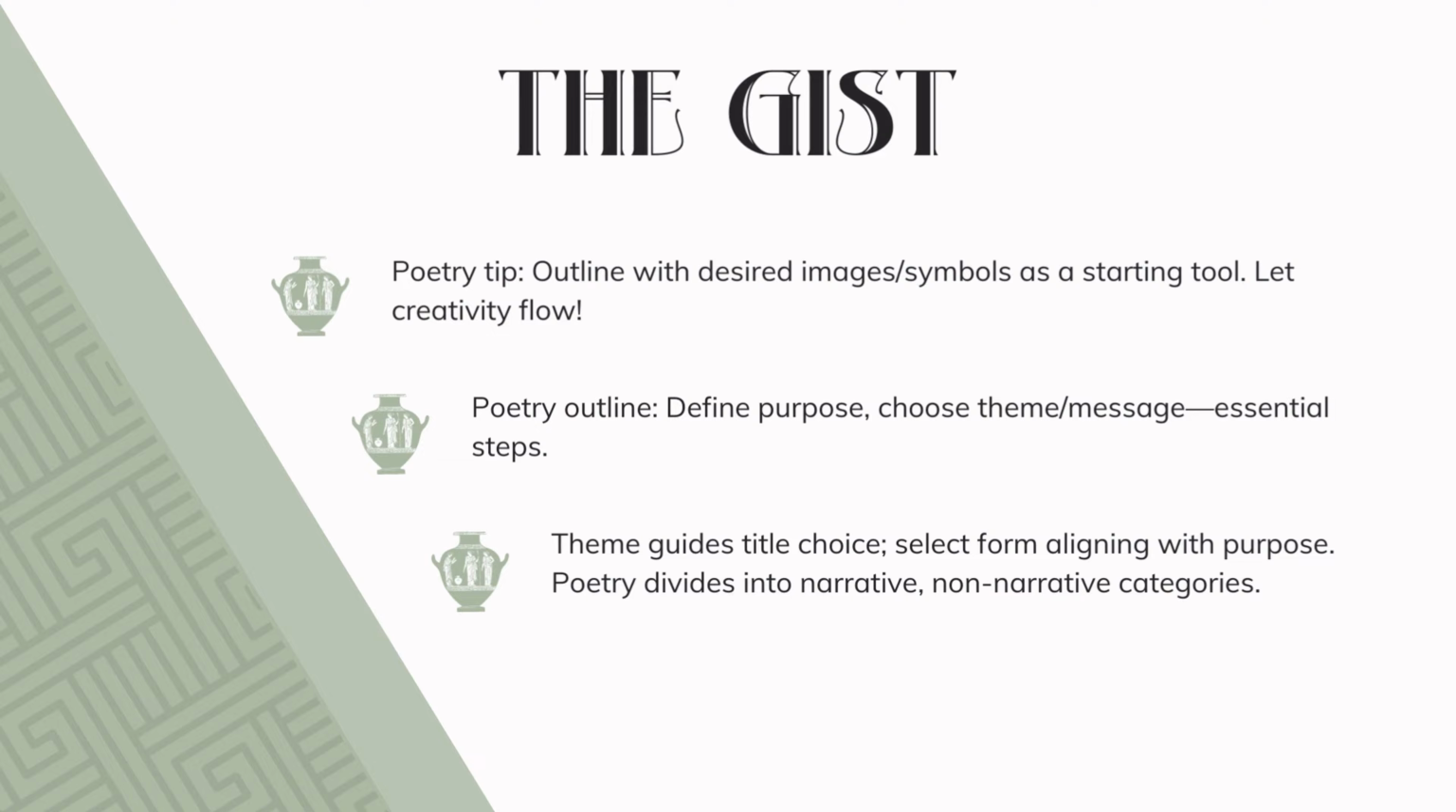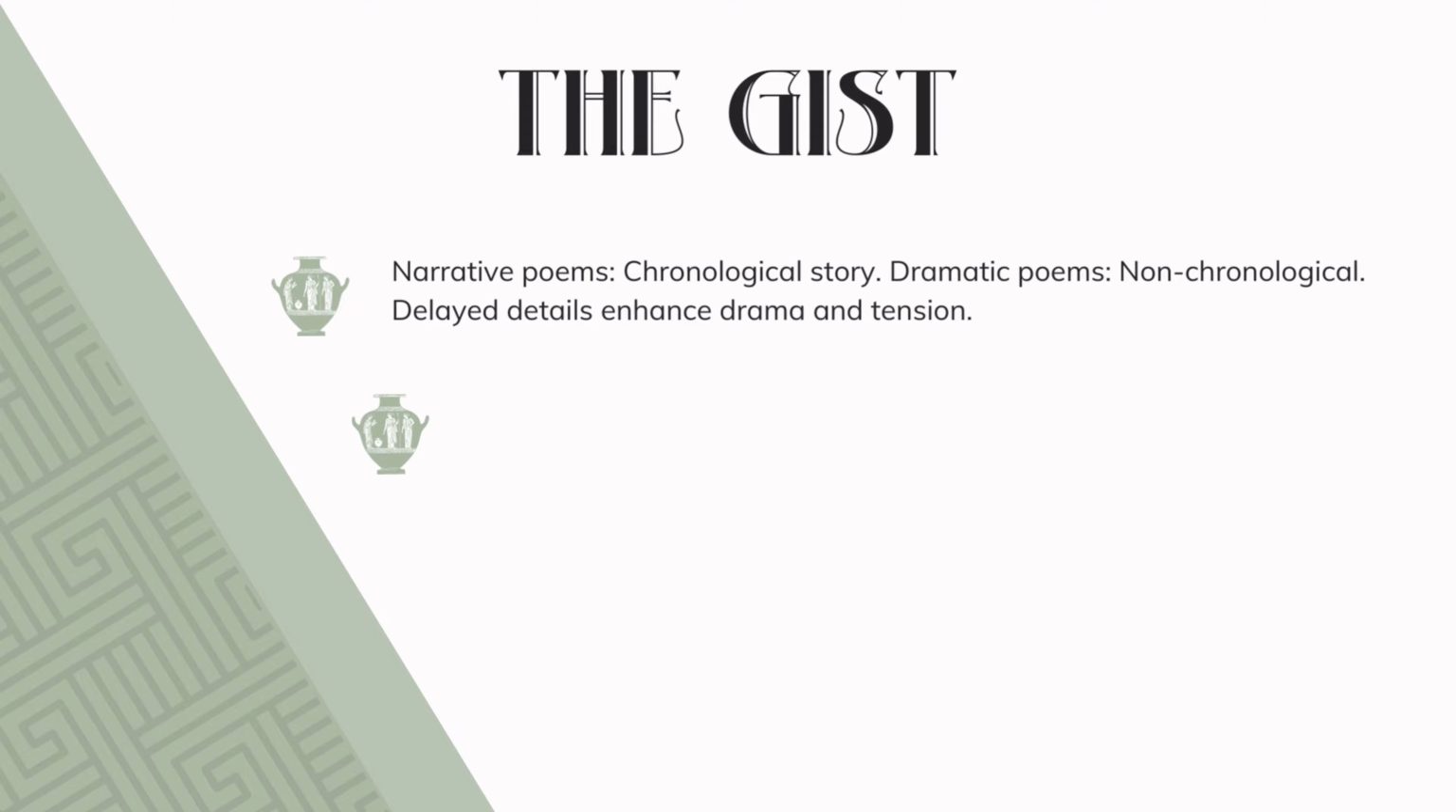There are many forms of poetry, but they can be divided into two broad categories, narrative and non-narrative. Narrative poems are poems that tell a story in chronological order. Dramatic poems, however, tell stories in a way that is not necessarily chronological. Saving story details for later in the poem might add to the drama or tension of the poetry.